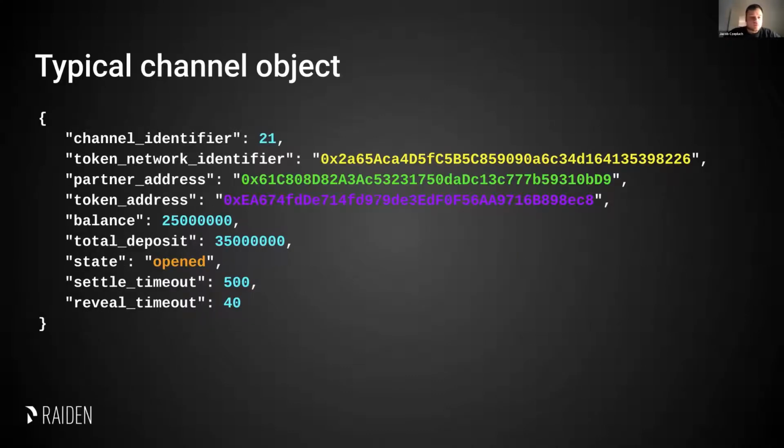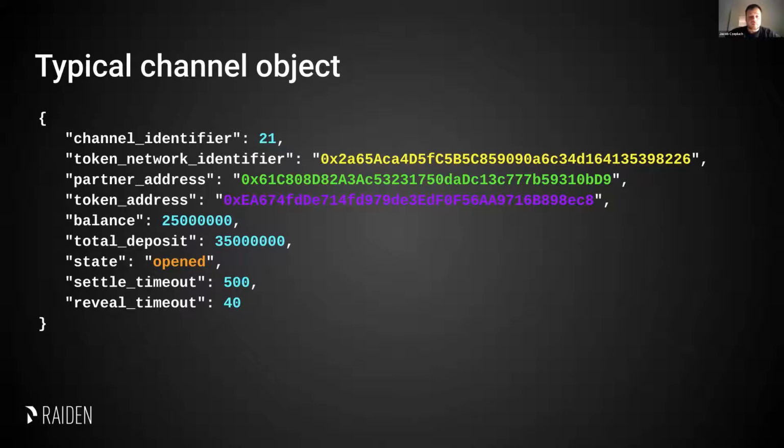Here we have a typical channel object. So this shows what a channel actually consists of. It has an identifier, so that's an identifier that is unique to the channel on the specific network. Then there's a token network identifier, the address of the partner of the channel. So that would be whoever you open the channel with. So let's say that we're Alice, and then the address of Bob from the previous graphics would be this 0x61C8. Then there's the address of the token, the balance, and the total deposit.